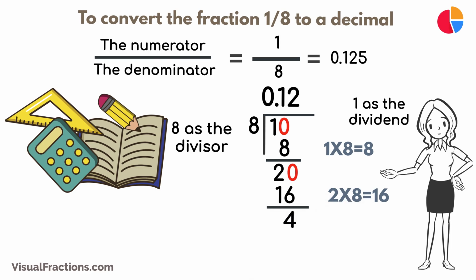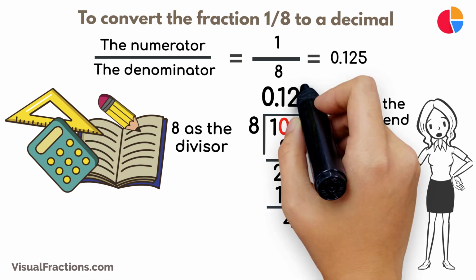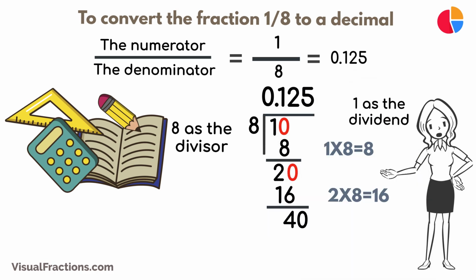Then, we add another 0, making it 40. How many times does 8 go into 40? 5 times. We add 5 to our quotient, updating it to 0.125. Multiplying 5 by 8 gives us 40. When we subtract 40 from 40, we end up with a remainder of 0.